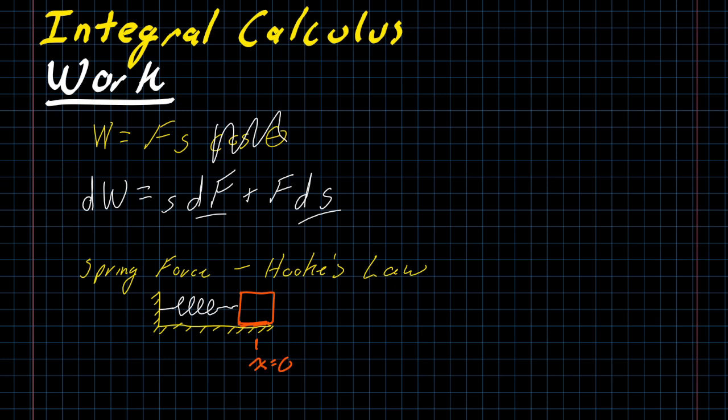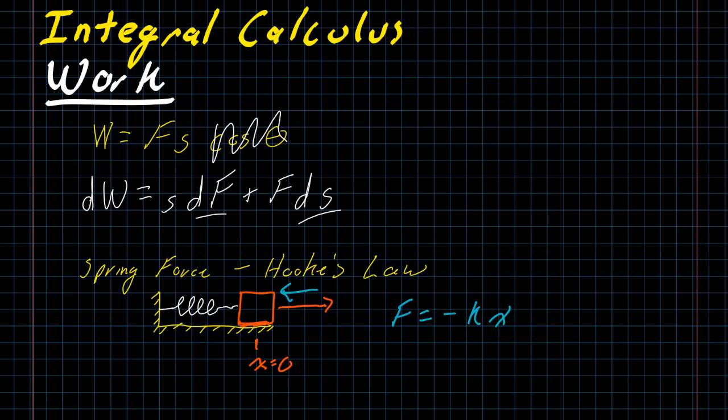But if you modify the spring by, say, pulling the block outward, then the spring is going to try to pull back in. And the force is going to be negative kx.